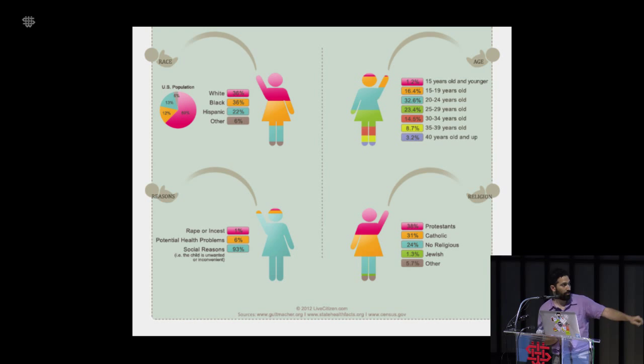And even more interesting over here, what are the reasons for abortion? So only 1% rape and incest, 6% potential health problems, and let's just call all of the other categories the 93% of social reasons. And you're probably asking yourself, what do they mean by social reasons? So they were kind enough to give us an example. The child is unwanted or inconvenient, right? There might be other categories there, but these are the ones that kind of represent the rest.